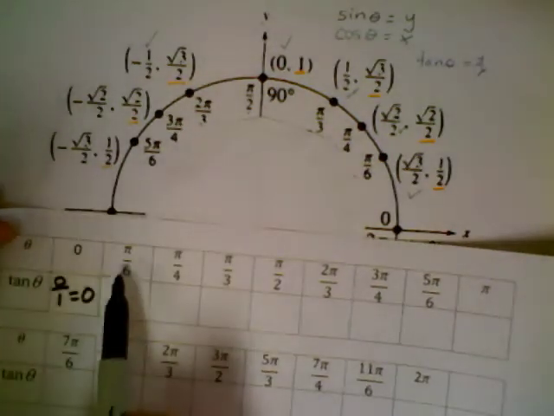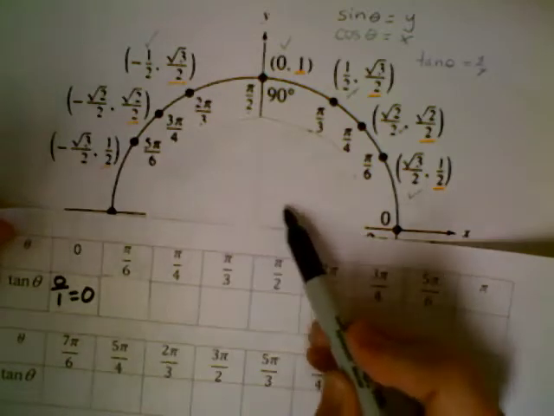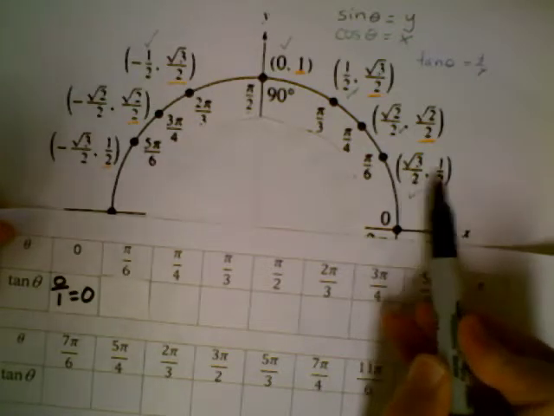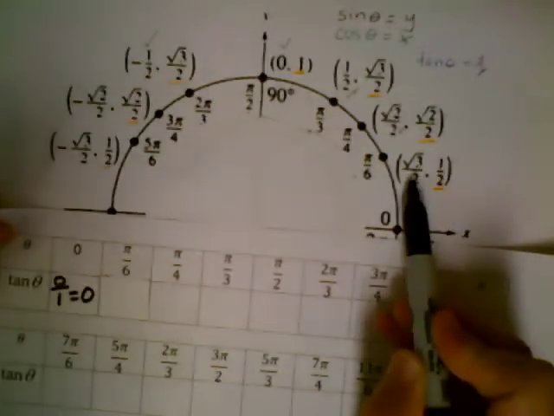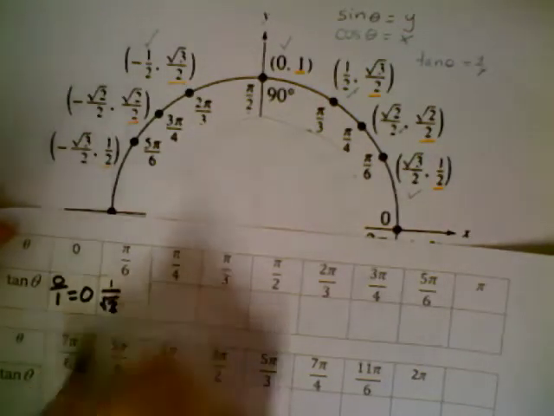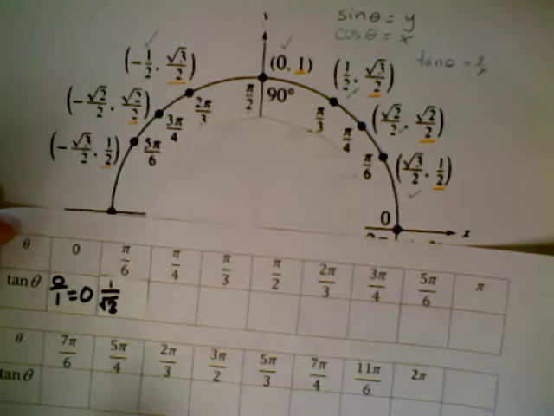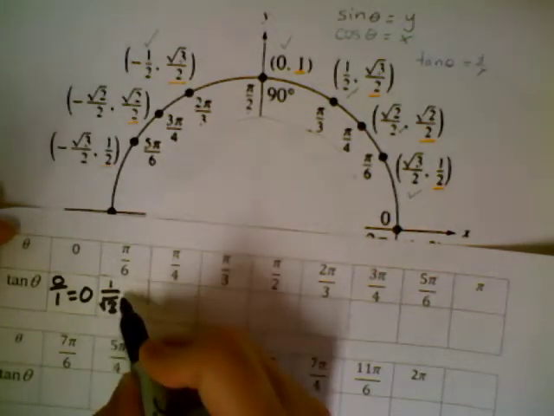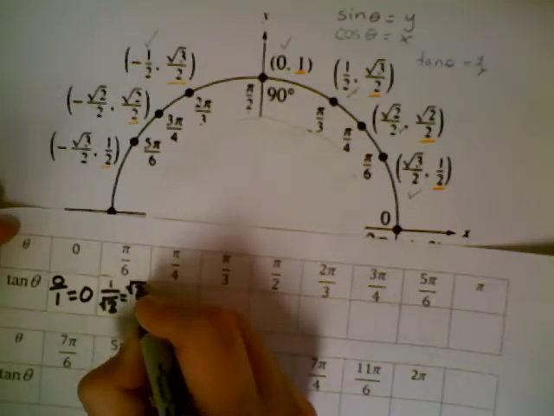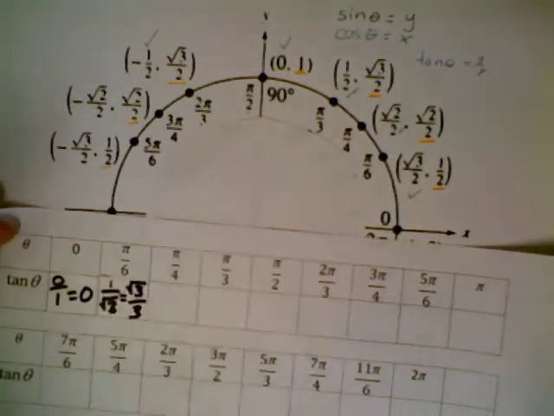But if theta is pi over 6, we rotate up to pi over 6, find this ordered pair. Tangent of theta is y over x, 1/2 over square root 3 over 2. The denominators cancel, and we're left with 1 over radical 3. Now that's not always how you see it in the back of the book. Usually that'll be rationalized. They'll multiply the top by radical 3 and the bottom to get square root 3 over 3.